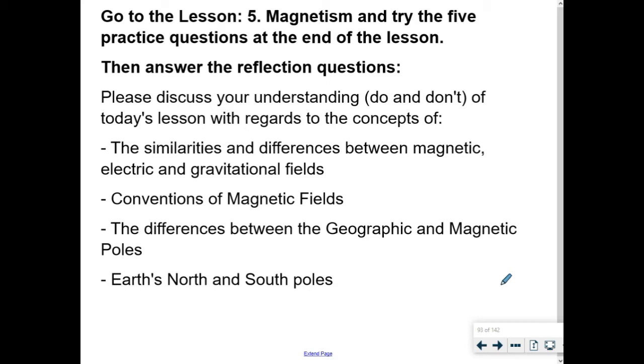Okay. Do you understand the difference between geographic and magnetic poles? And do you understand this north and south problem, where north is actually south and south is actually north, and this is ridiculously stupid? So anyways, can you guys work on those five questions and write a reflection? And that's all I've got. So that's kind of the end of the day.